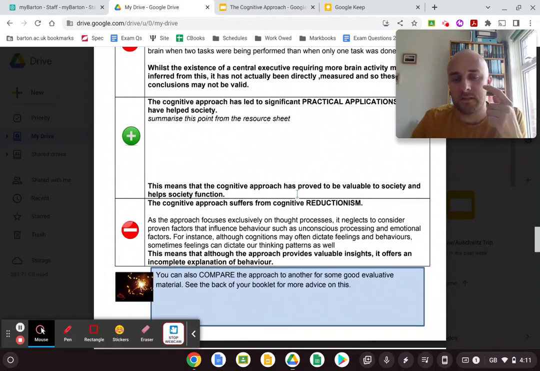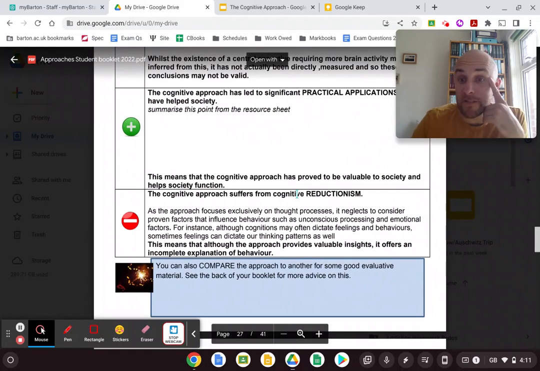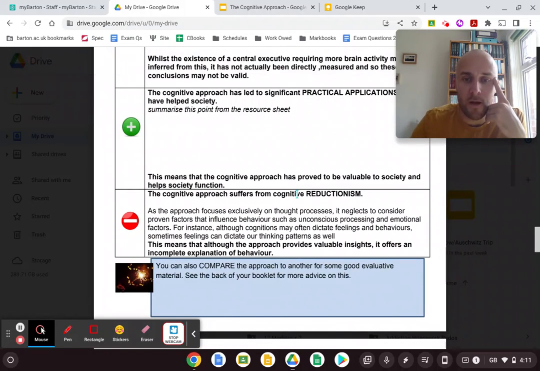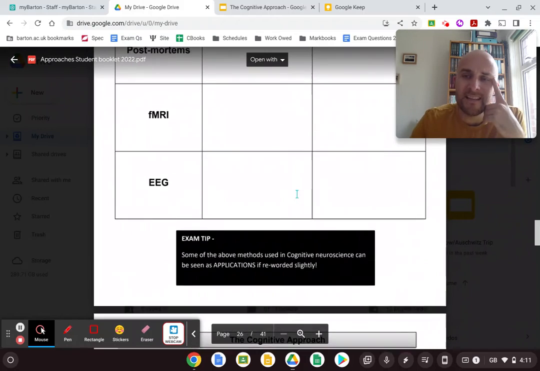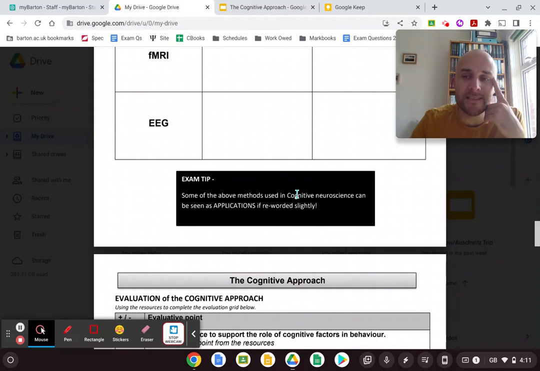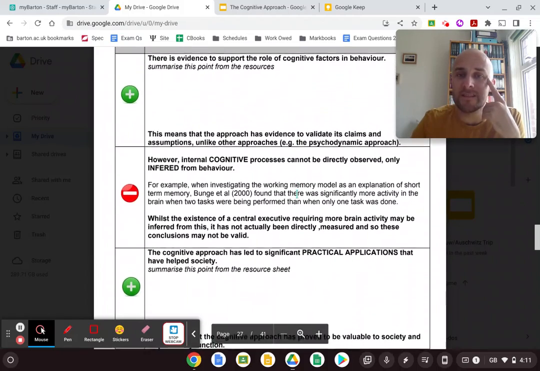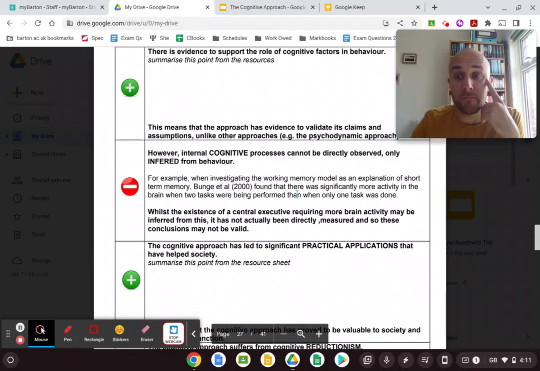And cognitive reductionism, I can't believe this. Right, but that is pretty much it, right? That is pretty much it. So cognitive approach is quite complicated. It's more difficult to evaluate because it doesn't take extremist stances. It doesn't say it's nature, it doesn't say it's nurture, it doesn't say it's free will, it doesn't say it's determinism. So pay attention to these evaluations because cognitive approach is probably one of the hardest ones to evaluate.